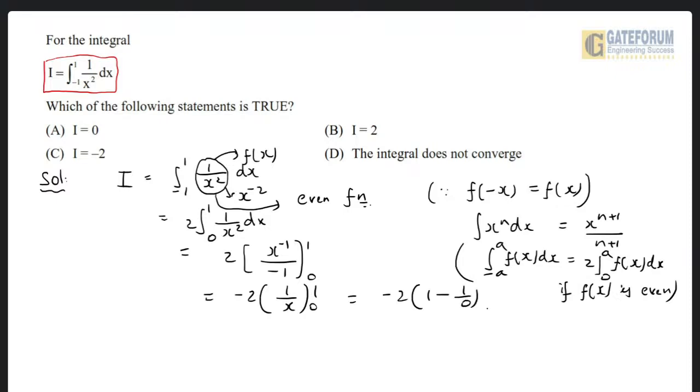So this is tending to infinity. 1 by 0 is not defined. So therefore, whenever the value of the given definite integral is finite, then that integral is called convergent. Otherwise, it does not converge, it is divergent. If you get the value of the integral as infinity, then that integral is divergent, that is, it does not converge.